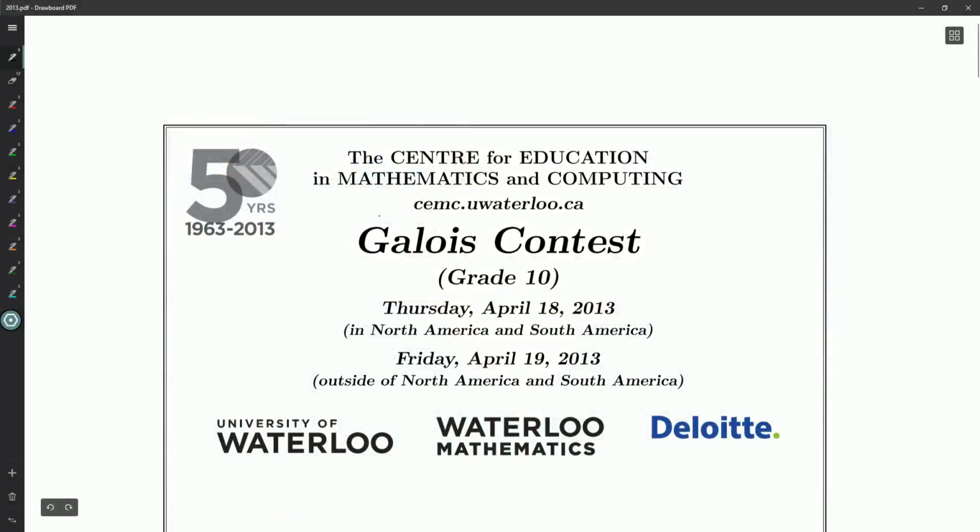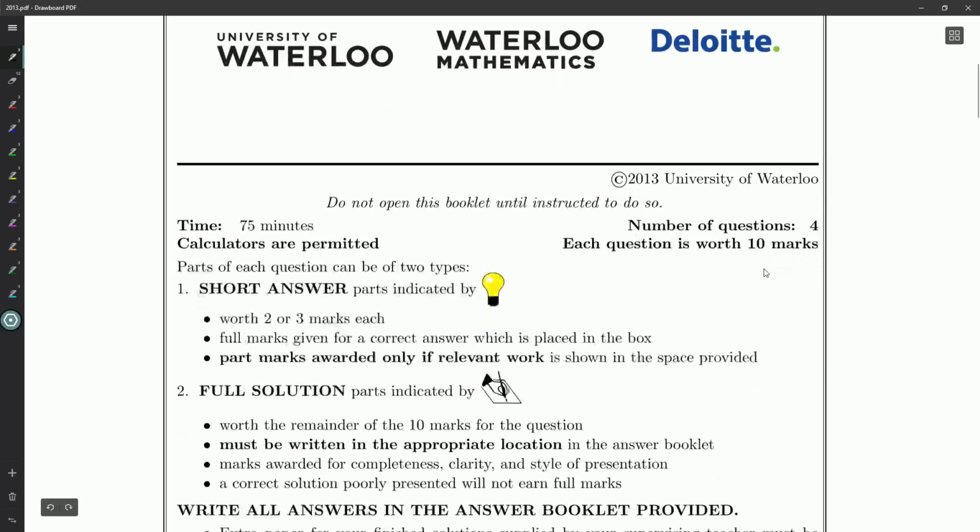So 2013 was actually the 50th anniversary of the university, I think. Just the University of Waterloo, not to say the math department. I think the math department's a little younger, obviously. But most of the contests that year had this nice little 50 years logo on it. Kind of nice. So as I said, it's the grade 10 Galois paper.